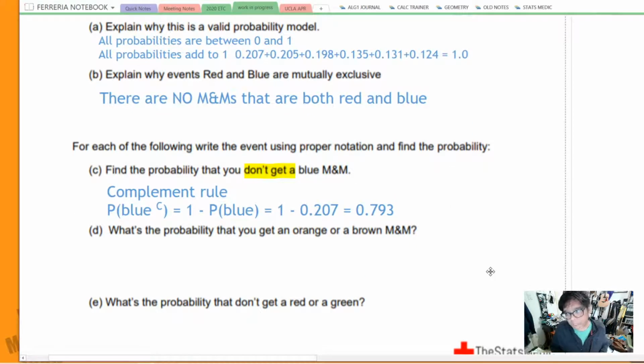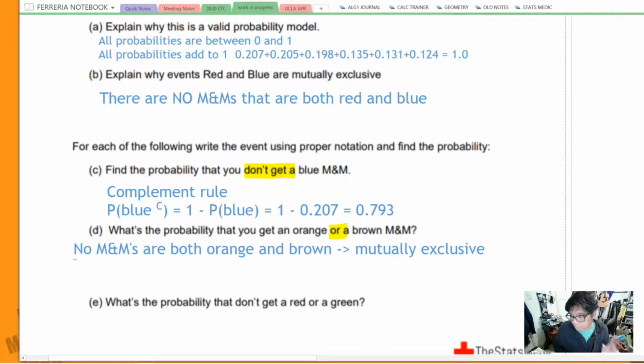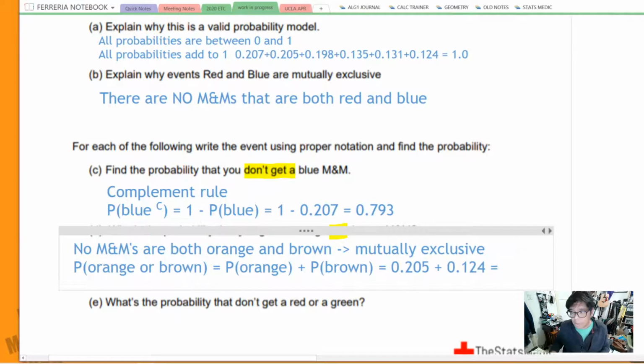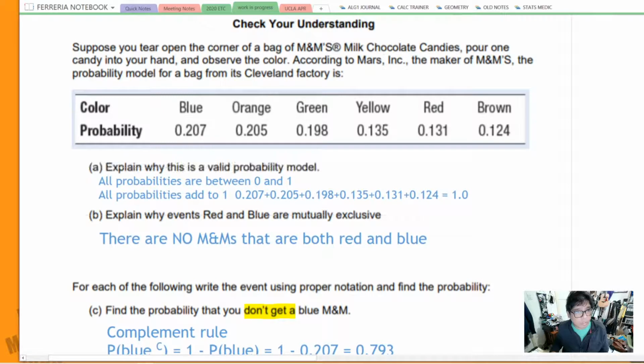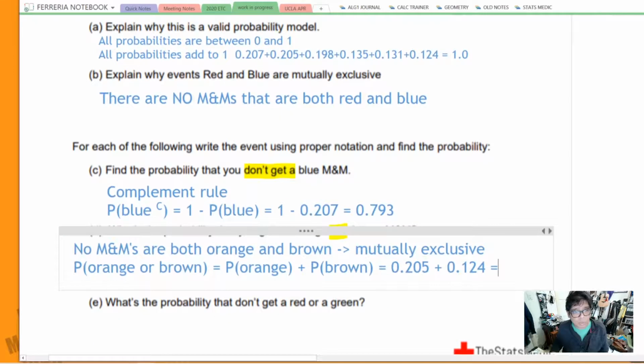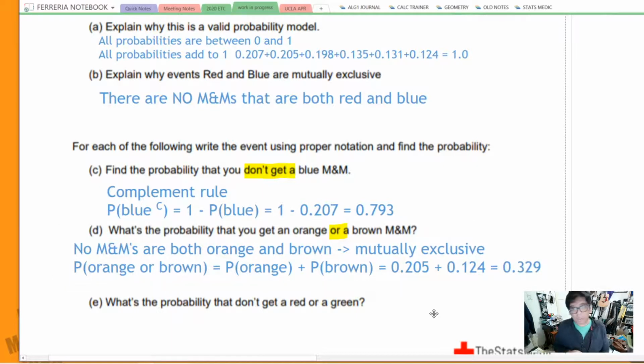What's the probability that we get an orange or a brown M&M? Well, first, let's check mutually exclusive, because we see the word or. There are no M&Ms that are both orange and brown, which means that they are mutually exclusive. So the probability of orange or brown is equal to the probability of orange plus the probability of brown. Going back up to my table, we see that orange is 0.205 and brown is 0.124. So we're going to add those together and we get 0.329.